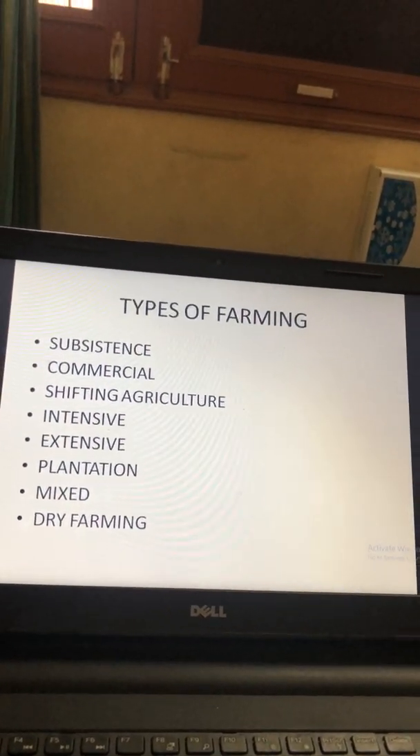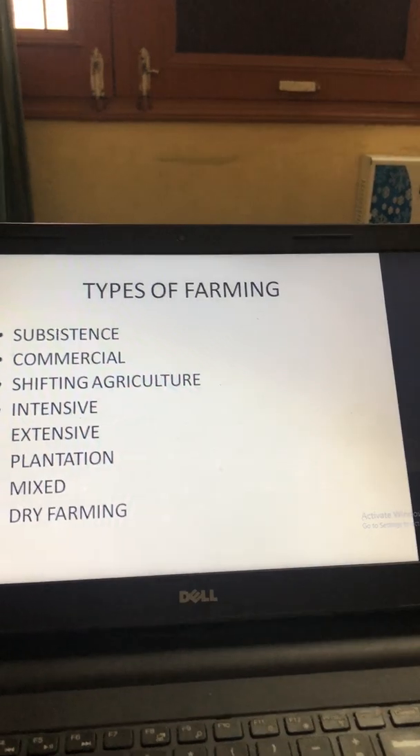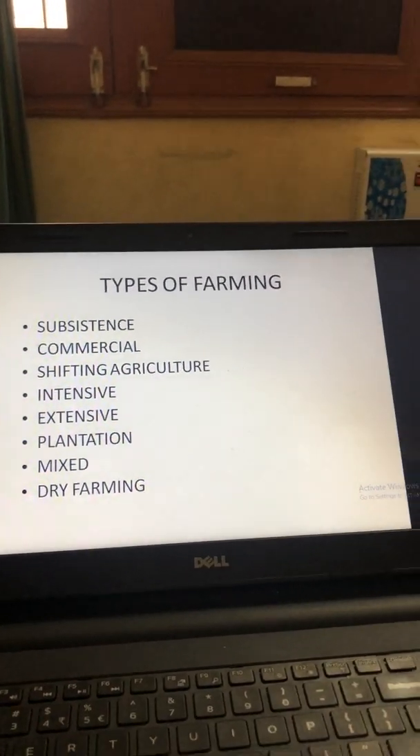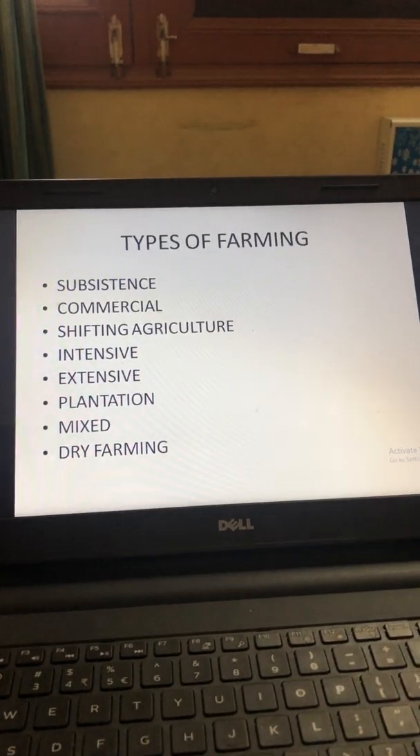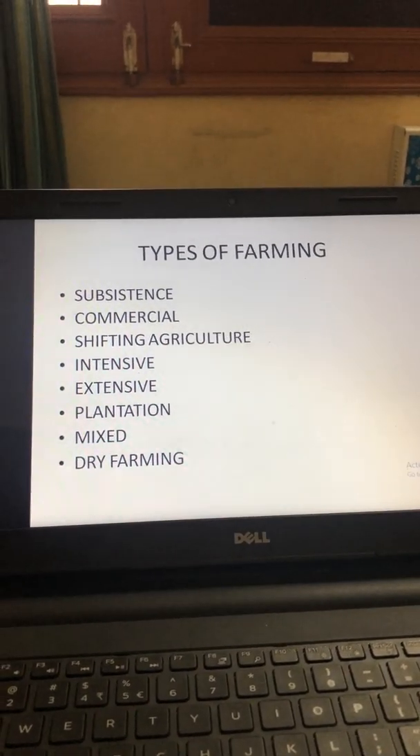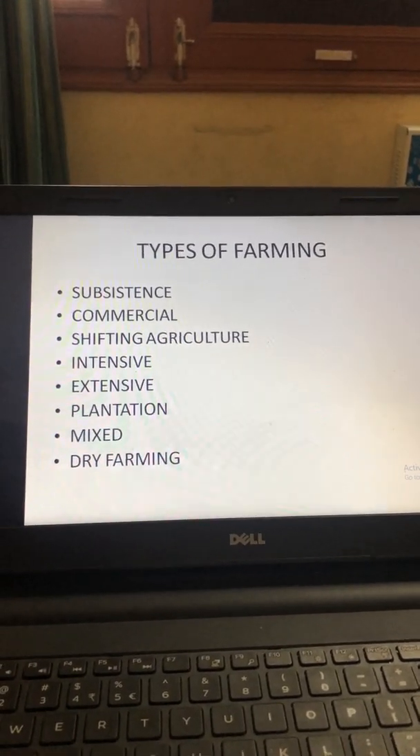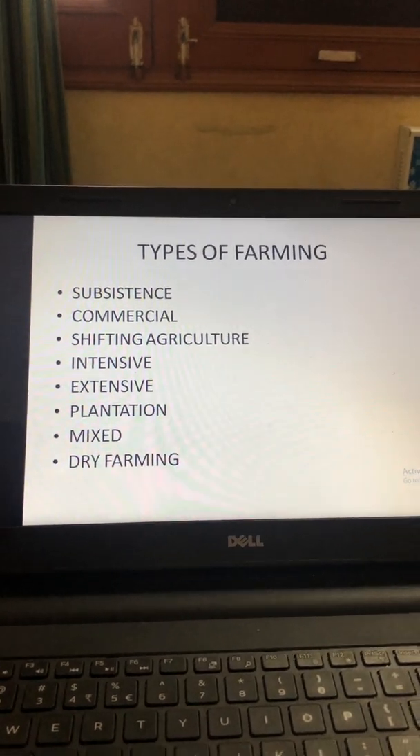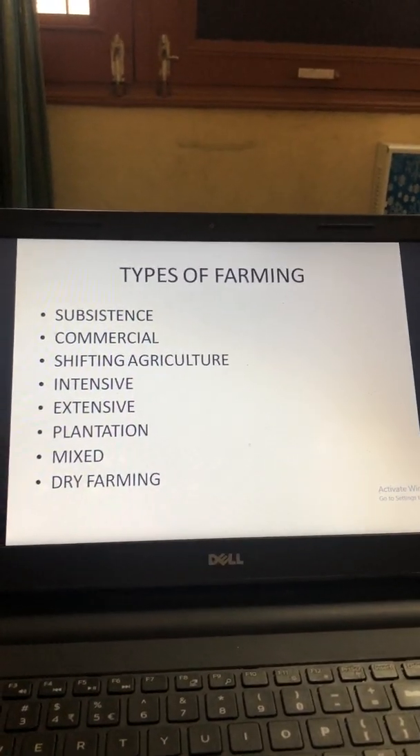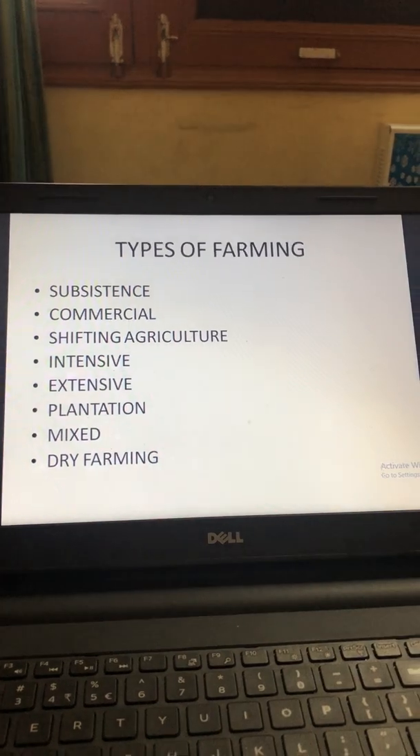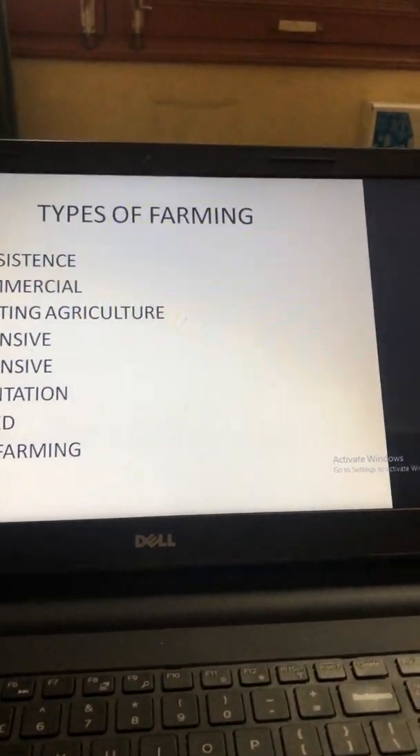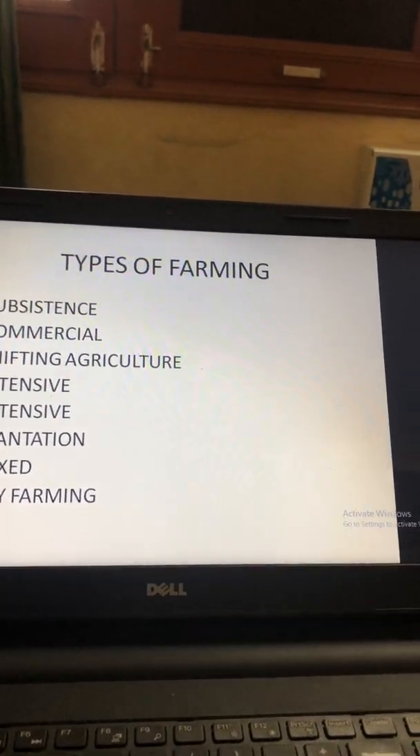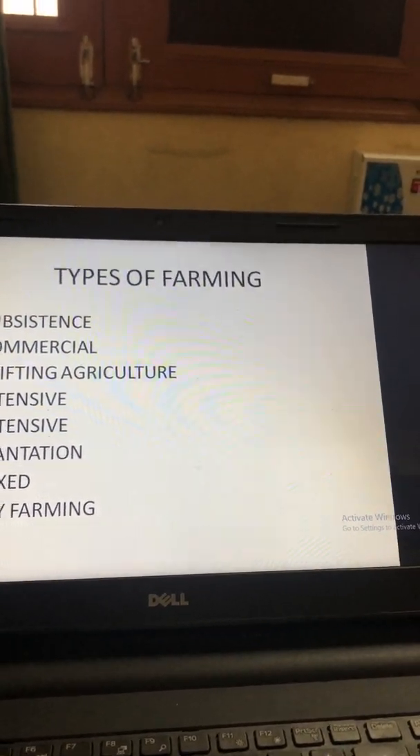Then moving on to the next type of farming, that is shifting agriculture, and I'm sure everybody is aware of shifting cultivation or shifting agriculture, which is also known as slash and burn method. It's also called jhuming in certain areas. It's a primitive type of agriculture where a patch of forest is cleared. The trees are uprooted, they're felled, and then ultimately the land is set on fire.